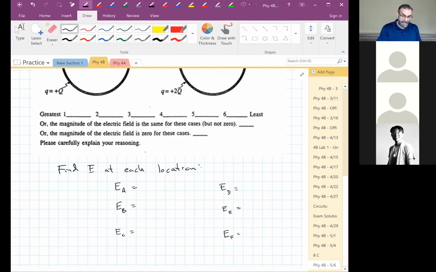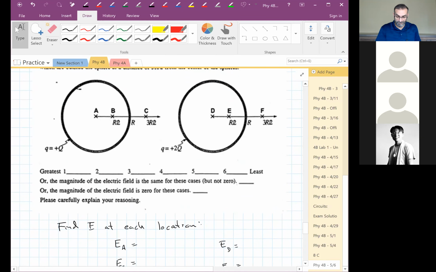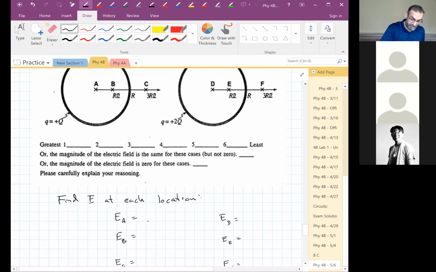The electric field at point A is 0, right? We're inside of a conductive shell. There's no charge inside. There's no electric field inside. And so at B, same thing, right? How about D and E?